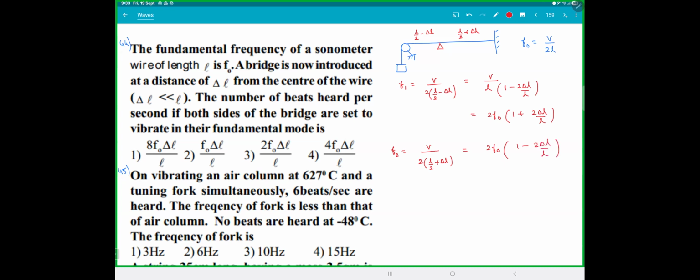There, because you kept the bridge a little off, the frequency got messed up. So the number of beats will be F1 minus F2. That would be 2F0 times 4 delta L by L, which is 8F0 delta L by L. First option.